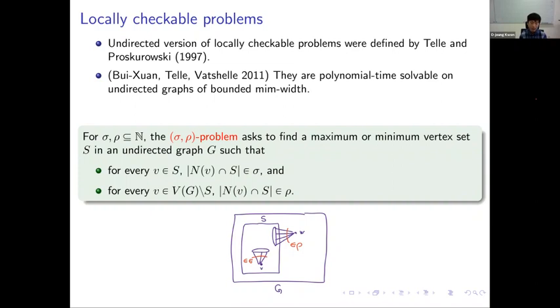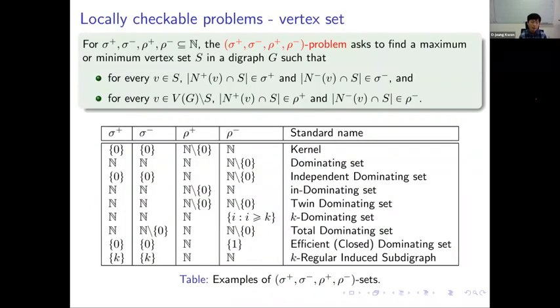So this kind of definition generates several problems. And we simply adapt it to the directed version, where we now need sigma plus, sigma minus, rho plus and rho minus, because a vertex has out-neighbors and in-neighbors. You can guess what we do. For every vertex in S, the number of out-neighbors in S and the number of in-neighbors in S have to be in sigma plus and sigma minus respectively. And for every vertex outside S, the number of out-neighbors and in-neighbors in S are contained in rho plus and rho minus respectively.